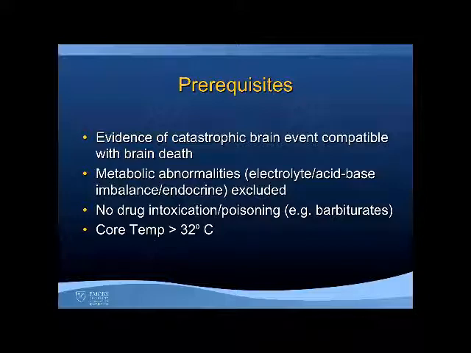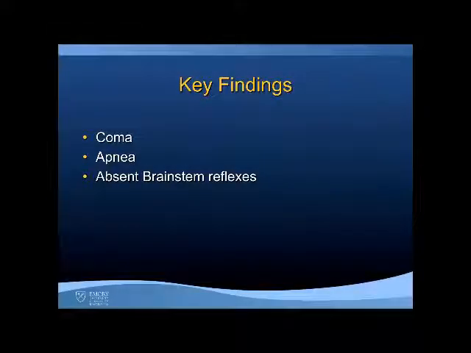Any metabolic abnormalities, including electrolyte or acid-base imbalances, have to be excluded. Any sort of poisoning, for example, barbiturate poisoning, has to be excluded, and the core temperature has to be more than 32 degrees Celsius to define brain death. The key physical exam findings in these patients are coma, apnea, and absent brainstem reflexes.